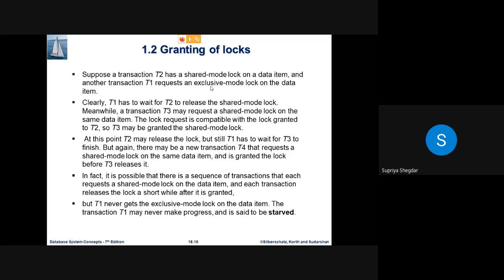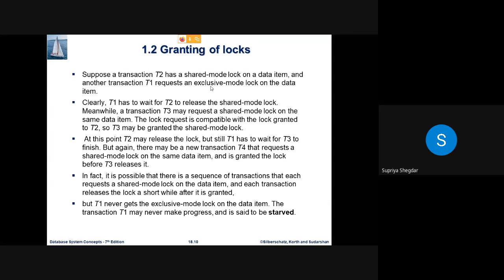Okay, so we know that the locks are in the incompatible mode, which means the transaction T1 has to wait for transaction T2 to release the shared mode lock. Meanwhile, consider transaction T3. Transaction T3 may request the shared mode lock on the same data item. This lock request is compatible with the lock granted to T2, so transaction T3 may be granted the shared mode lock.